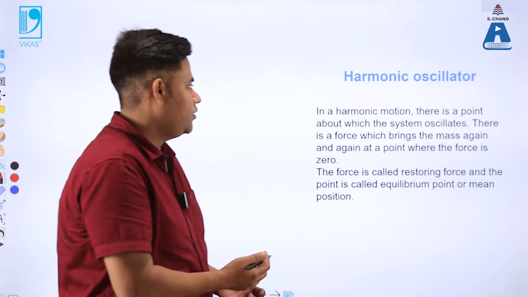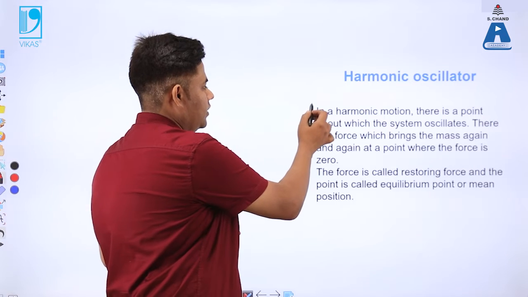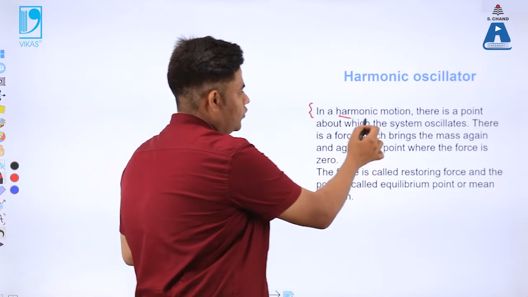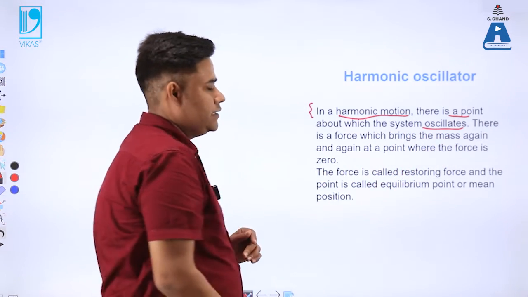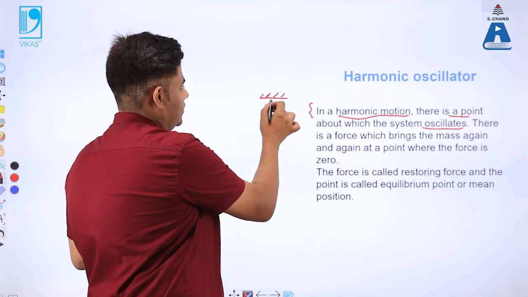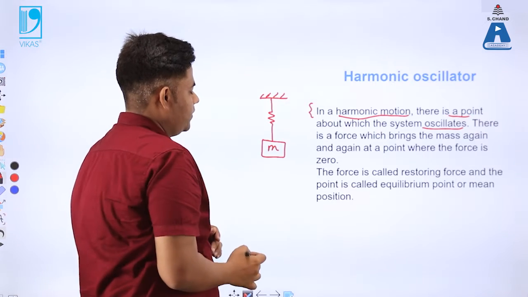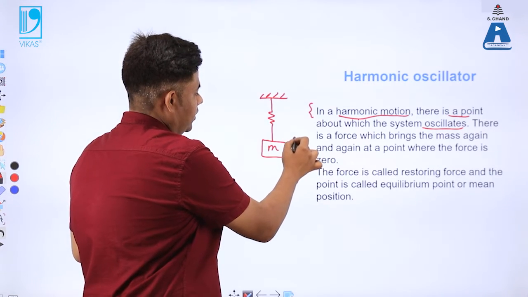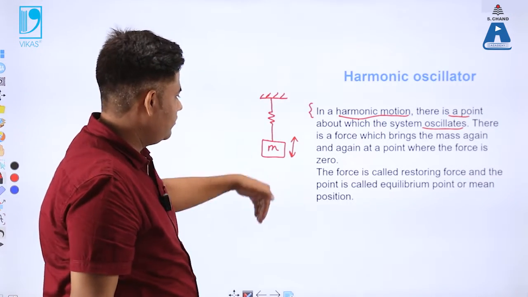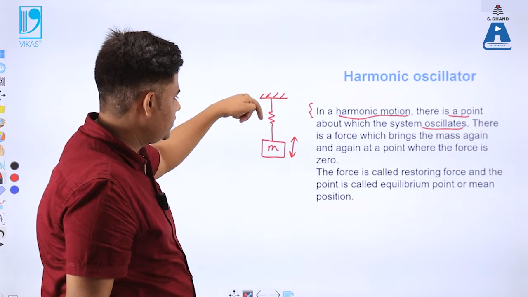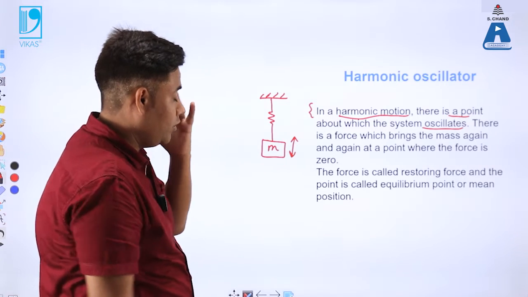So what is the harmonic oscillator? As far as the definition of the harmonic oscillator is concerned, in the harmonic motion we can say that there is a point about which the system oscillates. Let's say we have a spring mass system, with the mass placed at a particular distance from the spring, and we keep on providing a particular amplitude. So this mass system with respect to the spring keeps on oscillating.